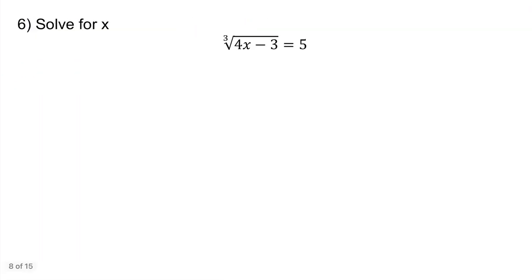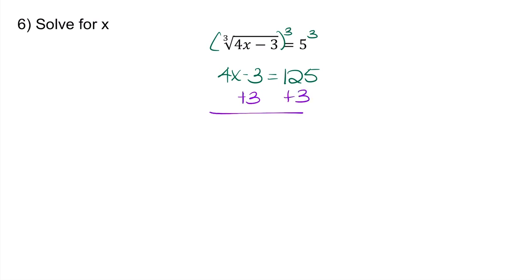All right, so in this problem now we have a cube root equation. It wants us to solve for x. So what I'm going to do is I'm going to go ahead and cube both sides. So that's going to give me 4x minus 3 equals 5 cubed, which is 125. So now I need to work on isolating x. So I'm going to add 3 to both sides. When I add 3 to both sides, I get 4x equals 128.